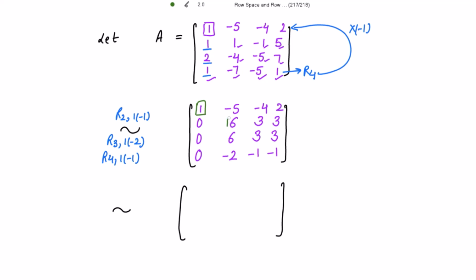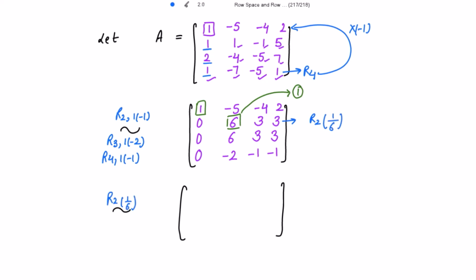To make 6 our leading element for the second row, we have to make this 6 as 1 and all other entries to be 0. To get 1 in place of 6, we just need to divide all the elements of row 2 by 6, or multiply all the elements of row 2 with 1 over 6.